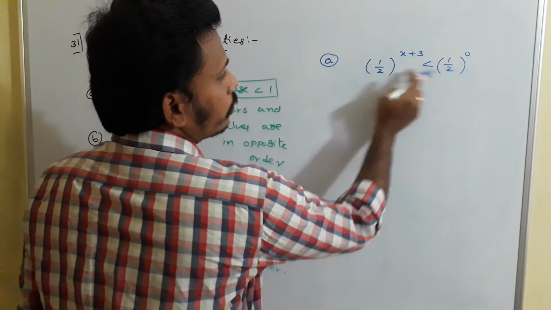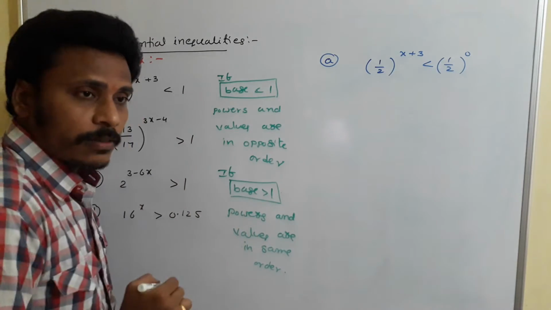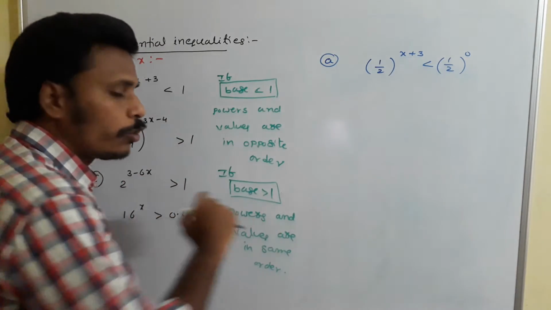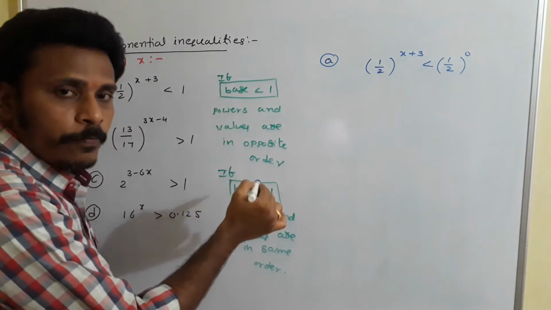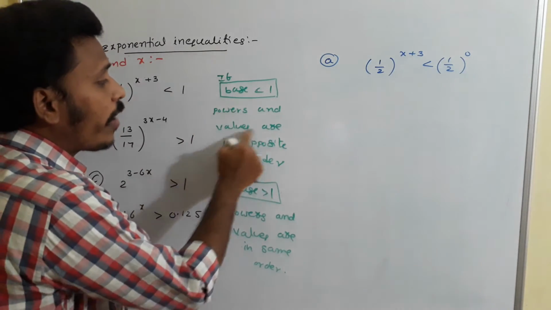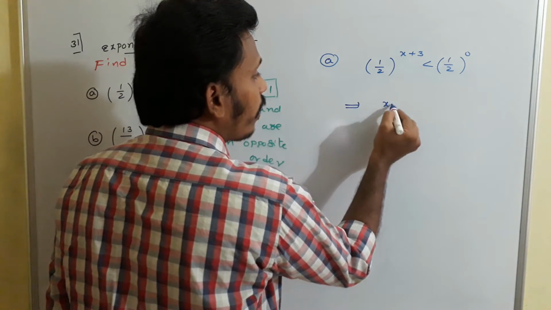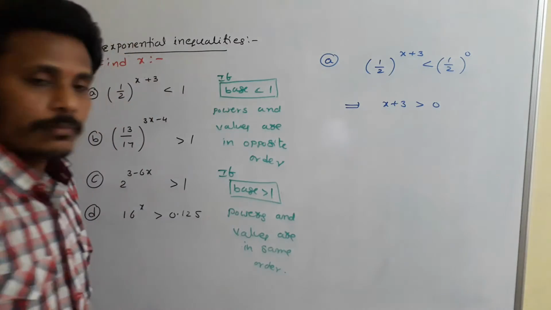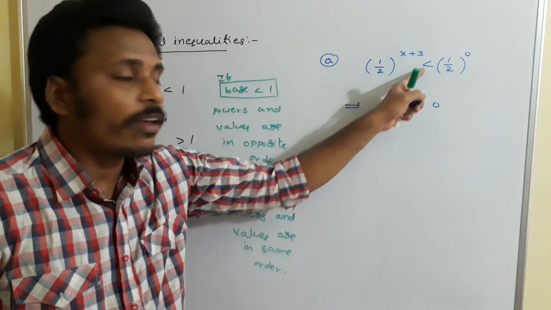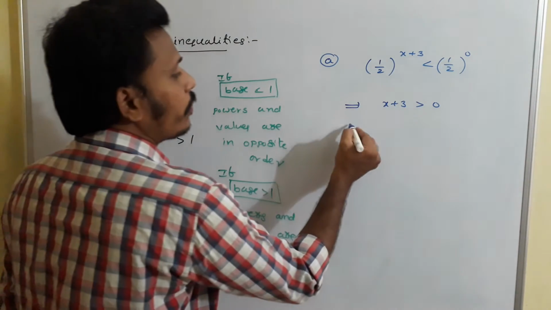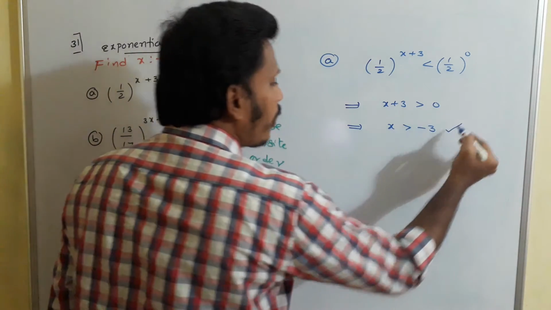Here 1/2, 1/2. Base is the same, and that base 1/2 means this case or this case. We need to follow any one rule, either rule 1 or rule 2. Here base value 1/2, 0.5, is less than 1. So we need to follow the first rule. According to the first rule, powers and values are in opposite order. These are the values. Since a less than sign is there in between them, we need to use a greater than sign for the powers. Since less than is given, we need to use the opposite symbol, greater than, for the powers, and from there we conclude that x value is greater than minus 3.